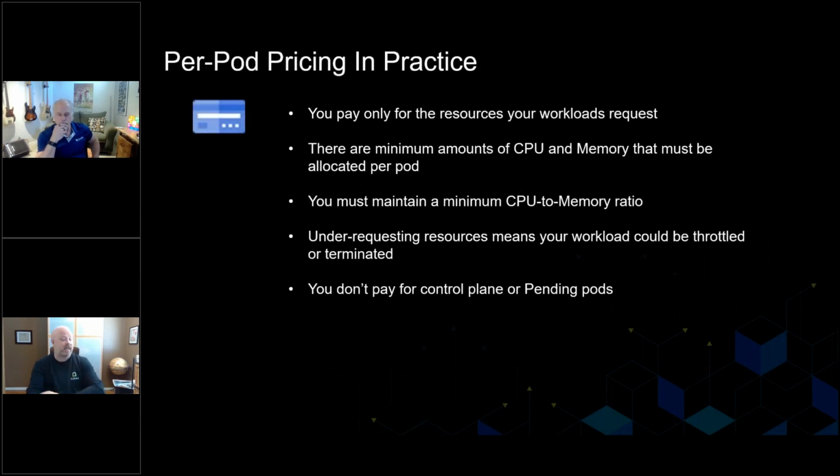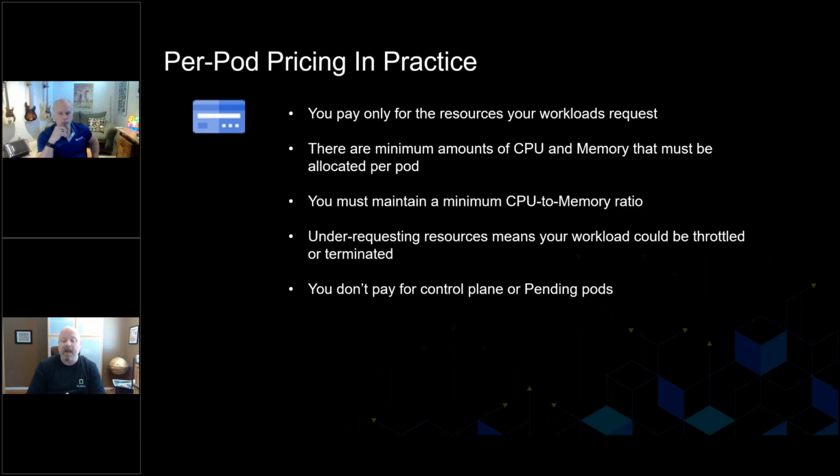Now, per pod pricing, that's another thing we want to go into in a little bit more detail, because that's also something that is going to have direct impact on your workloads and on your cloud bill and how you deploy as well. So again, you only pay for the resources your workloads request. And that word request is chosen very carefully. You are literally only billed for the pod requests. You're not billed for utilization, and you're not billed for limits in GKE Autopilot.